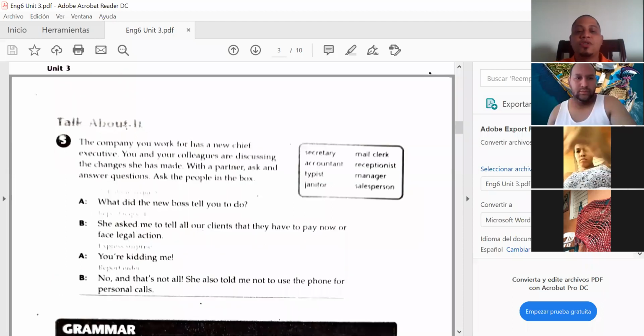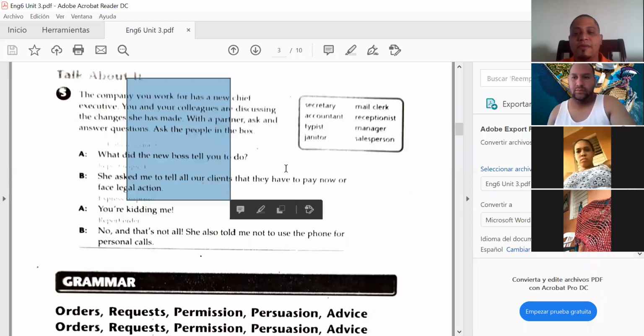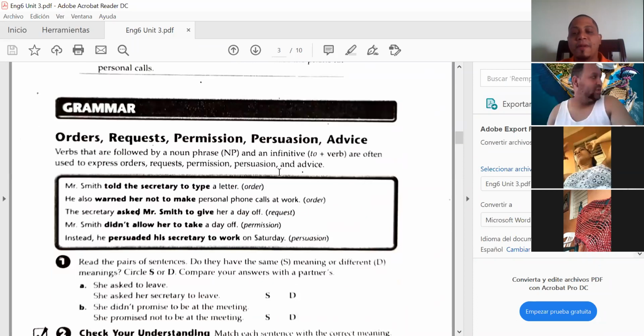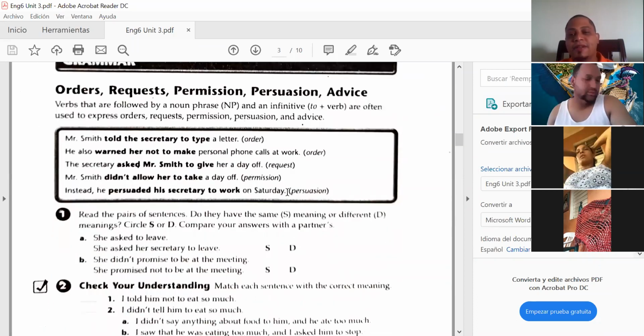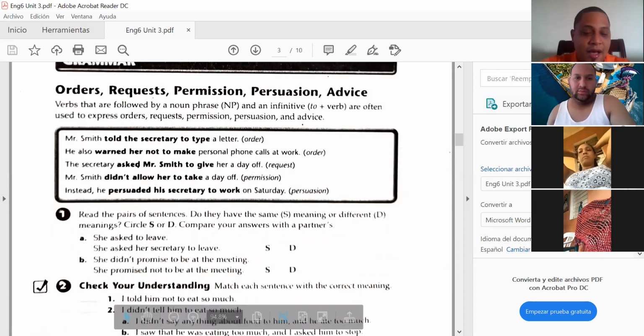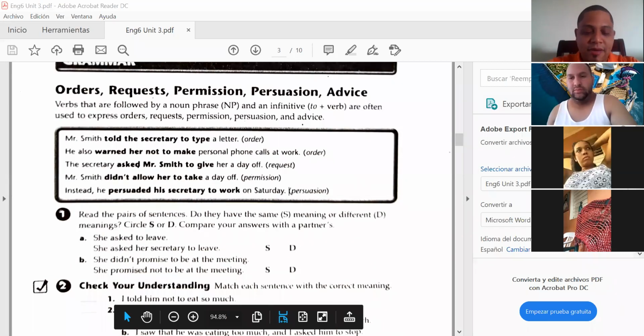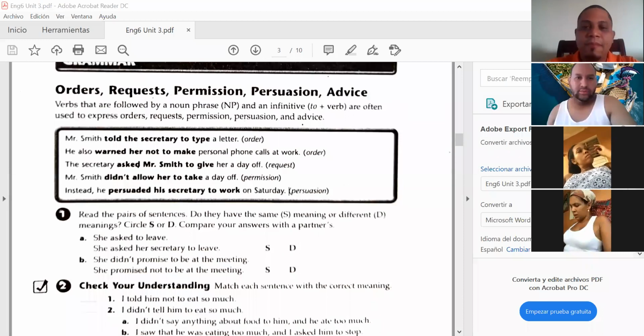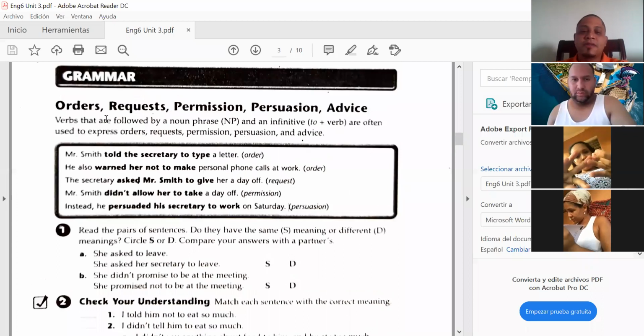We are not going to touch this part now. We're going to continue to the grammar. And I'm going to stop here because this is very important. Let me, hold on, I'm going to open up the whiteboard because I have to tell you something. Now, here it says, orders, request, permission, persuasion, advice, right? An order is when you tell a person to do something.